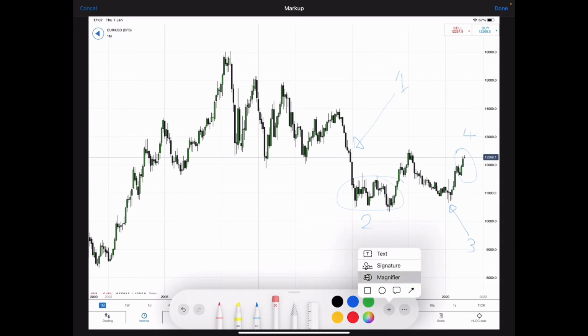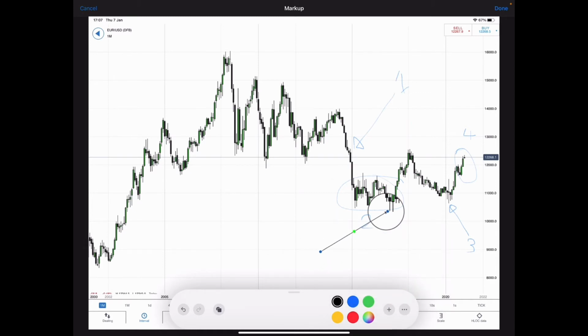Oh sorry, I'm going to have to use a magnifier again, I do apologize guys. That tail effectively takes out that low right there. Now, I don't want to sound like I'm being condescending, but I really hope that people are paying attention, because this is gold, what I'm about to tell you.